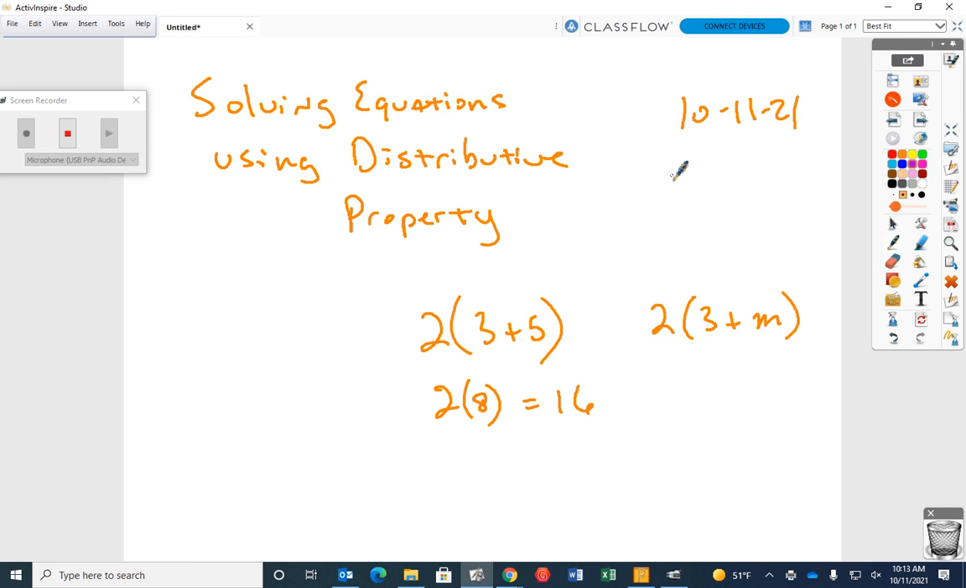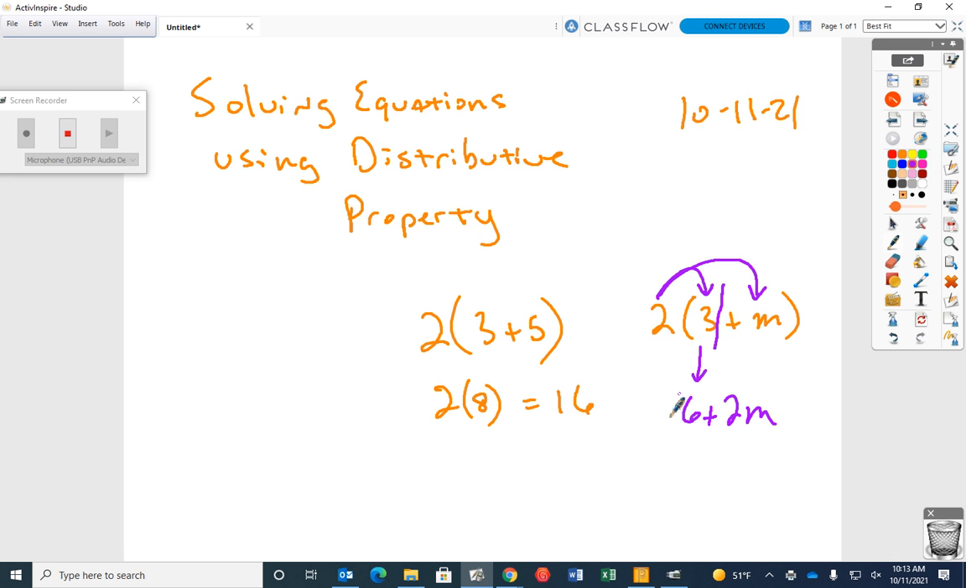All right. So if I put a little separator here between that, how can I get rid of those parentheses? I can multiply 2 times 3. What's 2 times 3? 6. And if I multiply 2 times positive m, why can't I just say 2m right here? What would that imply? If nothing is separating, that would imply multiplication, right? So I have to put that plus or minus sign.